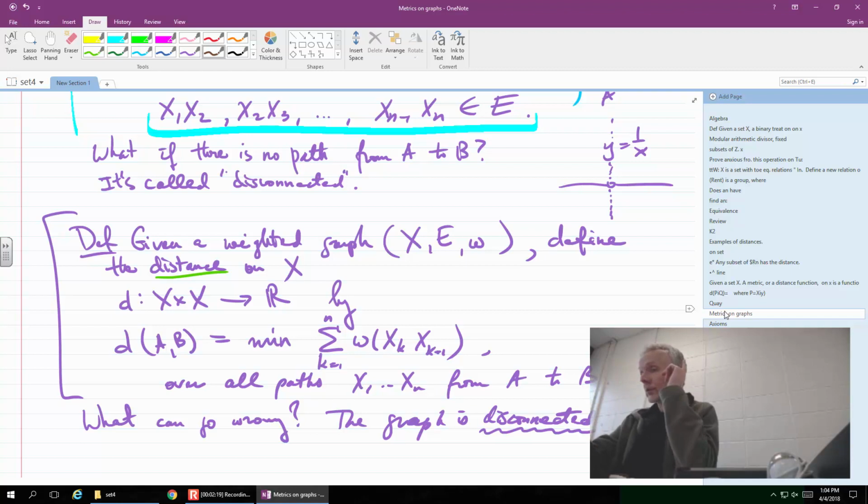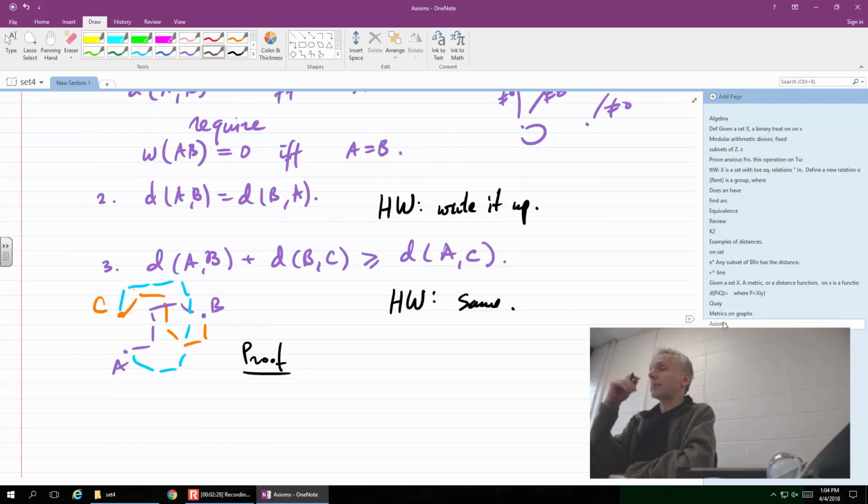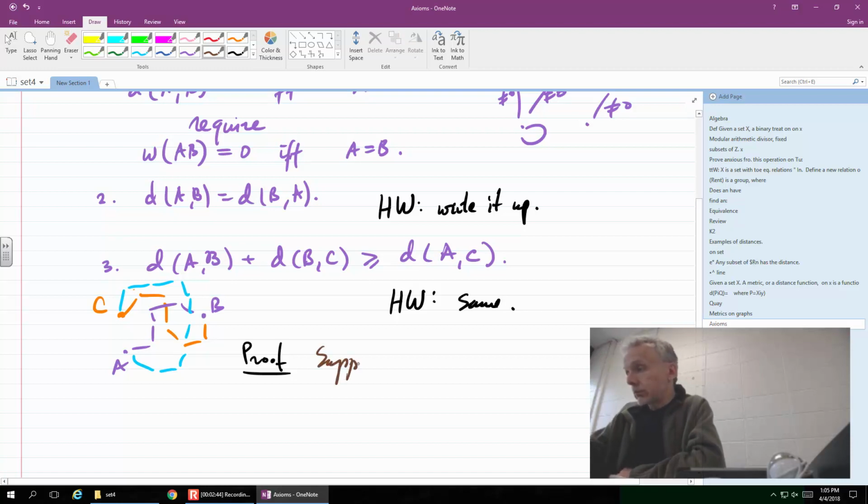Now we need to demonstrate that this number D, which is assigned to every pair of vertices of the graph, satisfies this property. So the proof should start the same. I'm writing just the form, only the inequality itself, but actually it starts with saying, suppose A, B, C are vertices of the graph.